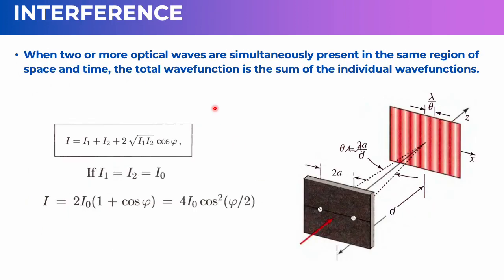So now we can look at interference. Interference is when two or more optical waves are simultaneously present in the same region of space and time. So the total wave function of both of them can be the sum of individual wave functions. This is the principle of superposition, which says that you can linearly add up two waves at any point of time and space.